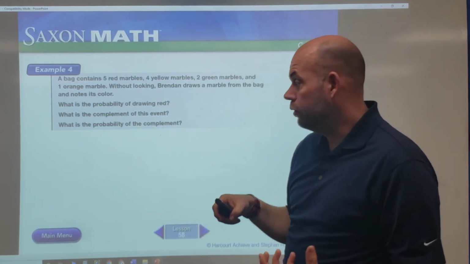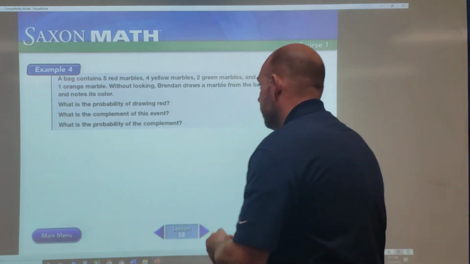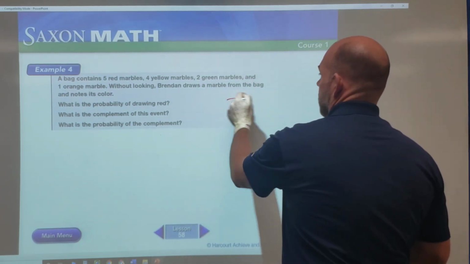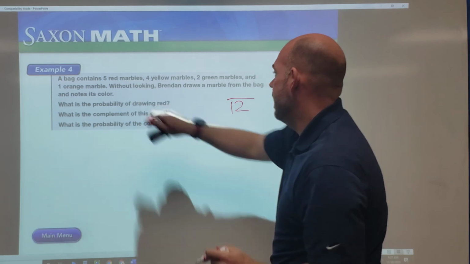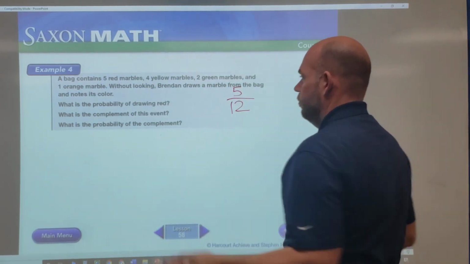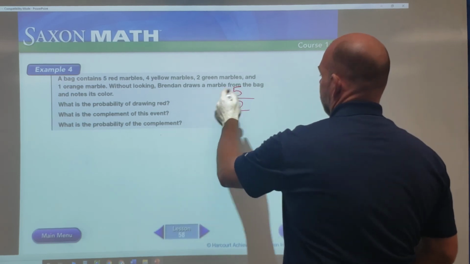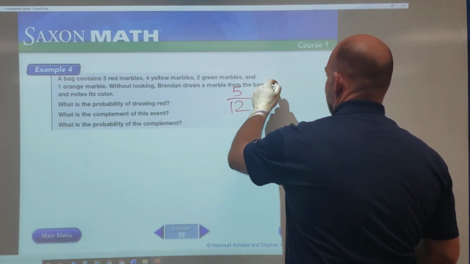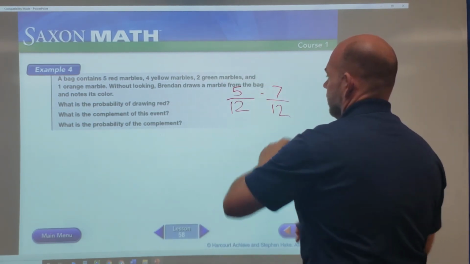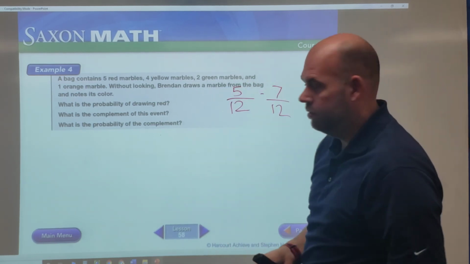Well, there's 12 total, so that's going to be our denominator. Let's go ahead and draw this one out. 12. And how many total are red? 5. So he's going to have a 5/12 chance. What's the complement of this? Well, subtract 5 from 12, and that's going to be 7/12. We know that's the complement because 5 plus 7 is 12.